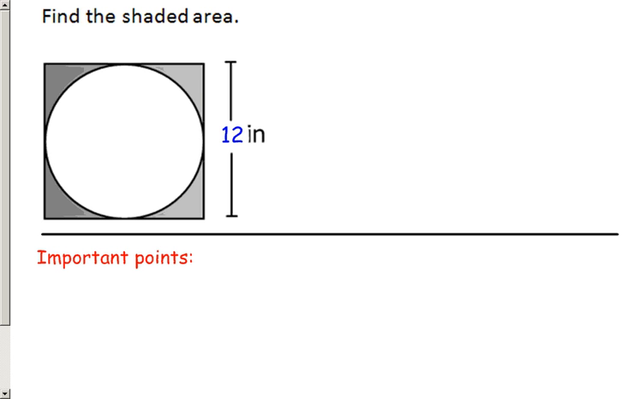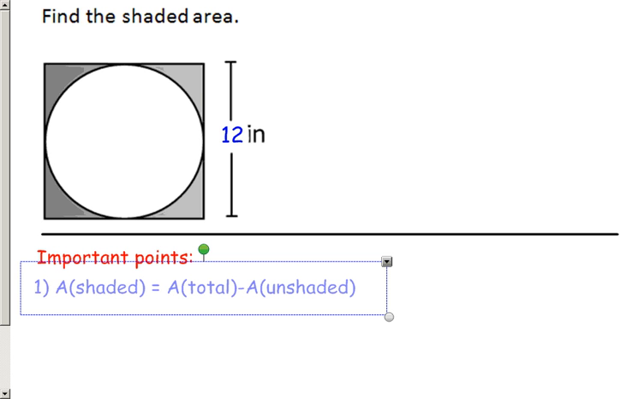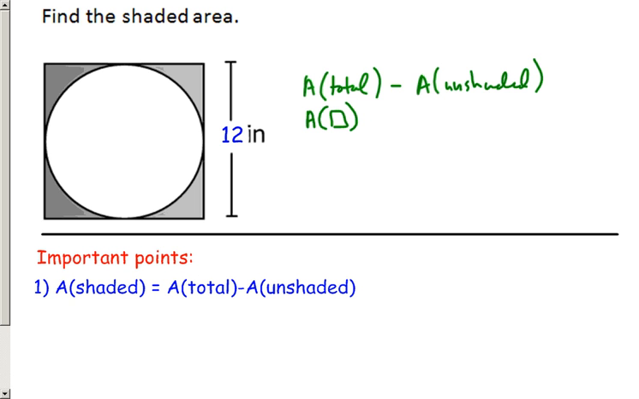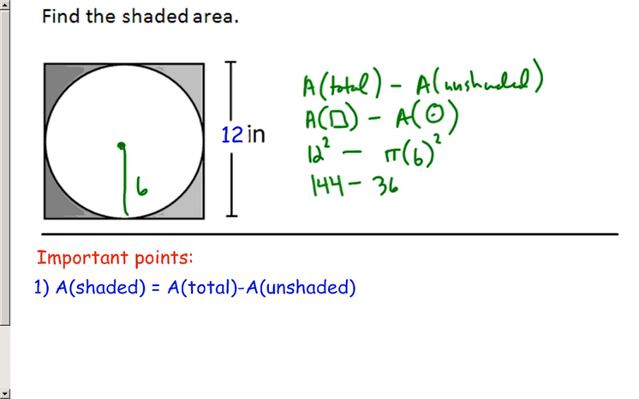Next question. Look at this for a second. Know your important points. The area of a shaded region is the area of the total minus the unshaded. So the area of the total minus the area of the unshaded. Well, the total is a square, so it's the area of a square with side 12, and the unshaded is a circle. So basically, I'm finding the area of a square and the area of a circle. The area of the square is 12 squared. The area of the circle is pi radius squared. The radius of this particular circle is going to be 6, because it's half the side. So it's going to be 144 minus 36 pi.